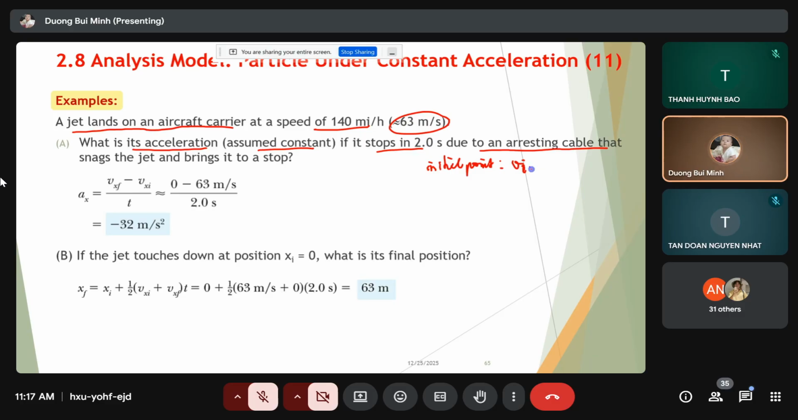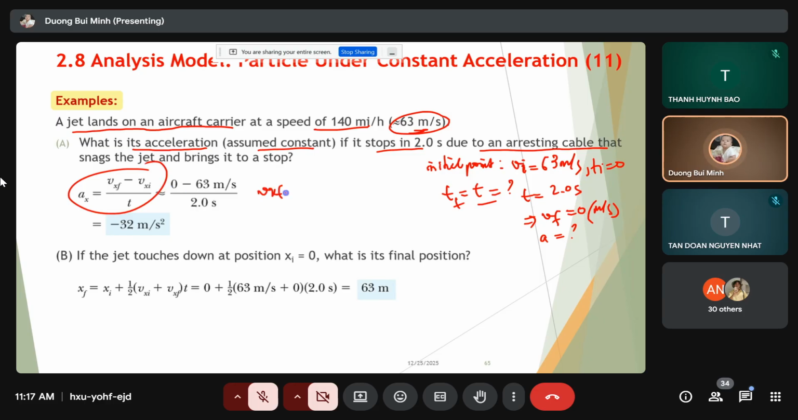So at the beginning, initial point, we have vxi equals 63 meters per second, and ti is 0, right? And we would like tf. What's the time when the jet stops? The time is 2 seconds. They ask us to calculate a. But we know if the jet stops, vx is 0 meters per second. And then you apply the formulas, right?